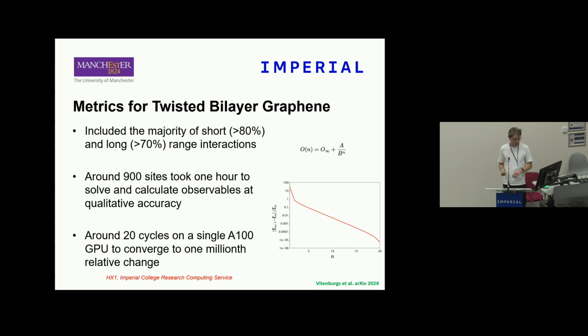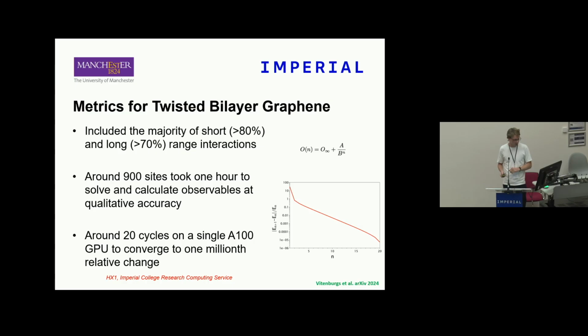So we ended up running this calculation, and this included 80% of the physical short-range effects, which is usually a one-body operator, and 70% of the long-range interactions, which are these horrible rank 4 tensors. These are the physical effects, not just the numerical ones.